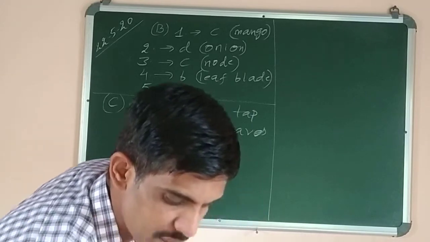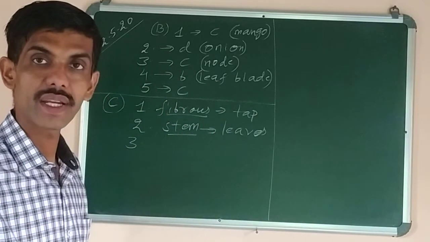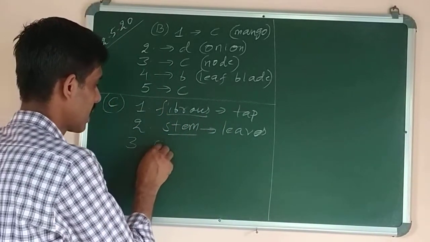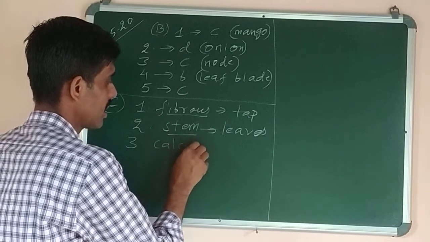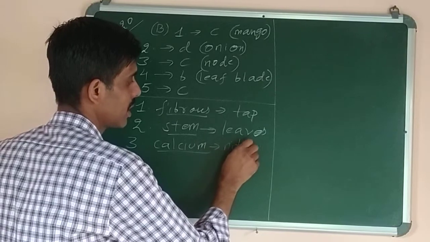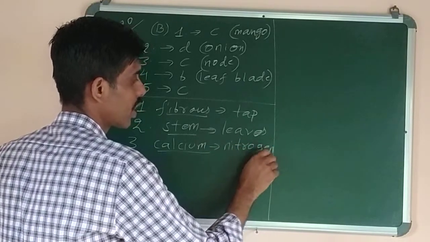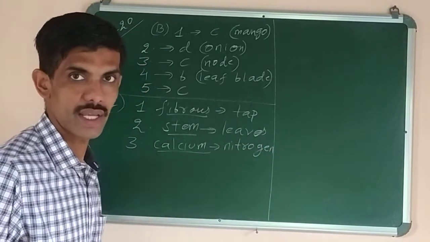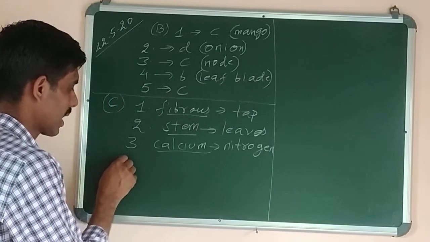The pitcher plant grows in soil deficient in calcium. Calcium is underlined. Pitcher plant is an insectivorous plant. So answer is nitrogen. Insectivorous plants grow in a soil in which nitrogen is less. That is deficient, not calcium.